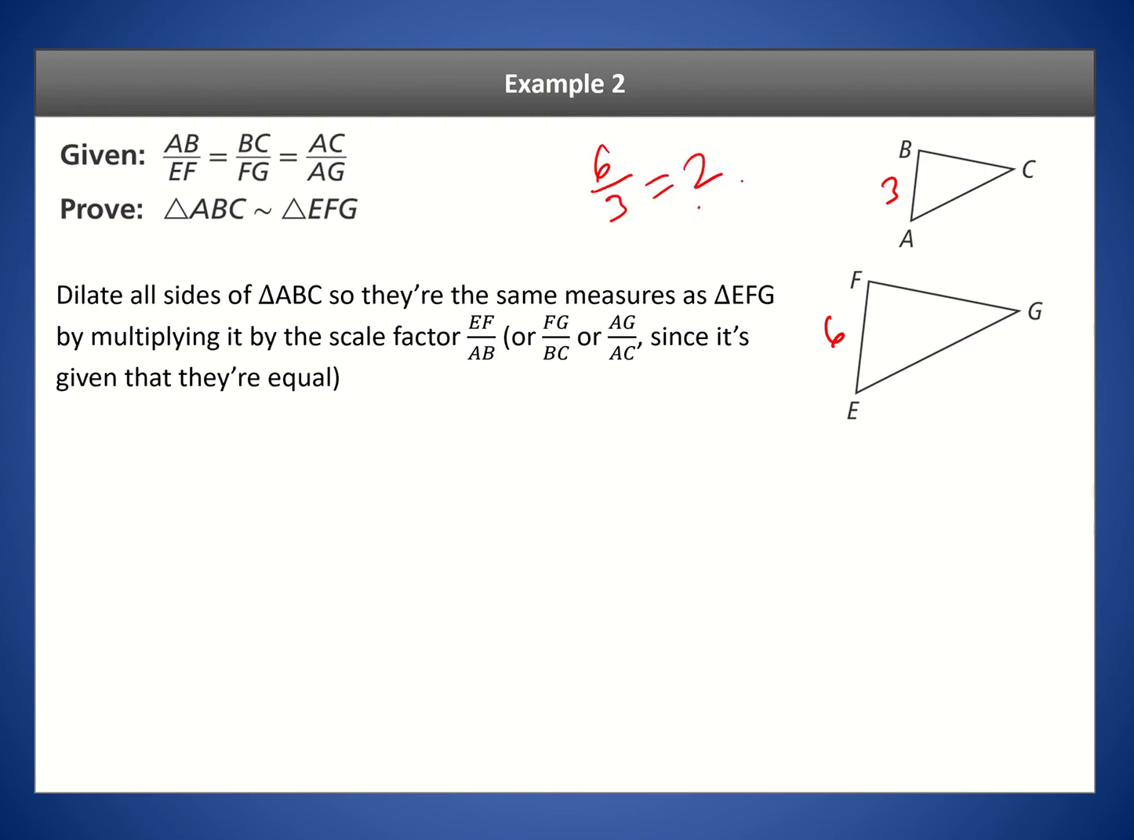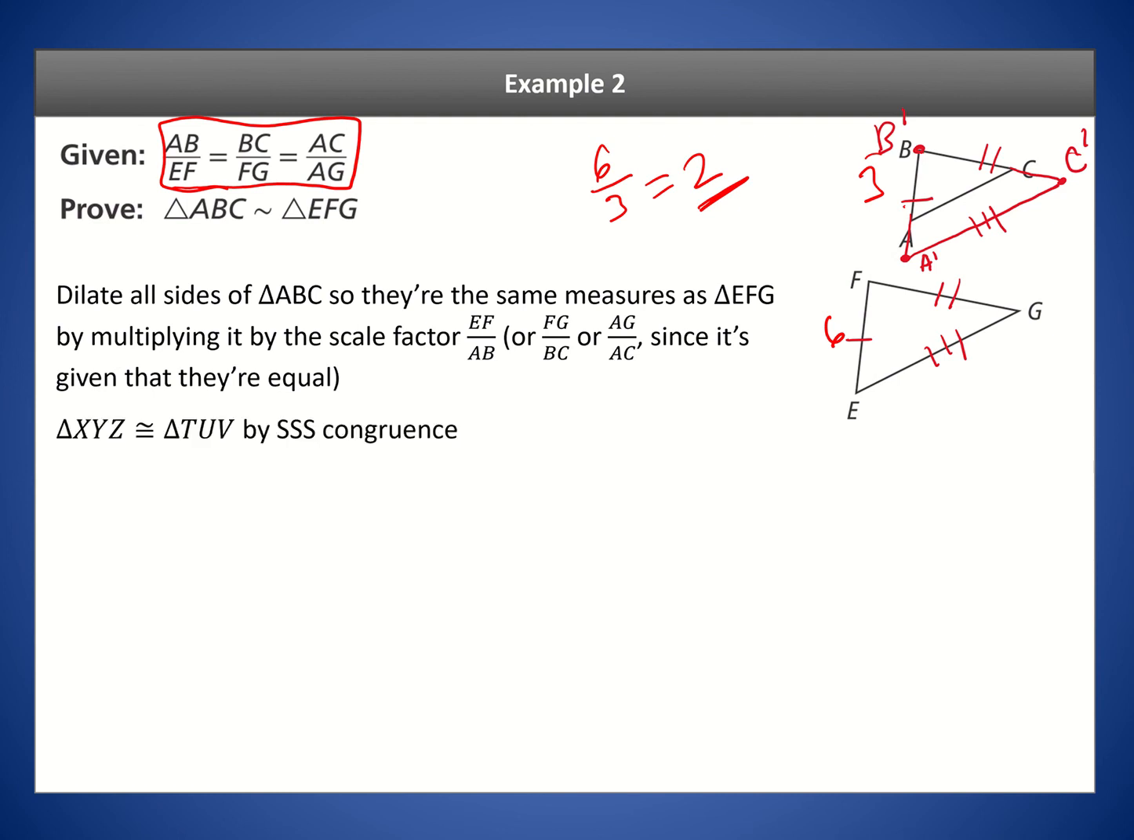And that means I would have to double the size of the triangle to make it look like the other one. So I would double all the sides here so that it looks like EFG. And if I did that, I would get a congruent looking triangle. And now we know that all the sides have to be congruent, because we multiplied by the scale factor, and it was given that the ratios were the same for all 3 sides, so the scale factor is the same. And then therefore, the triangles must be congruent.